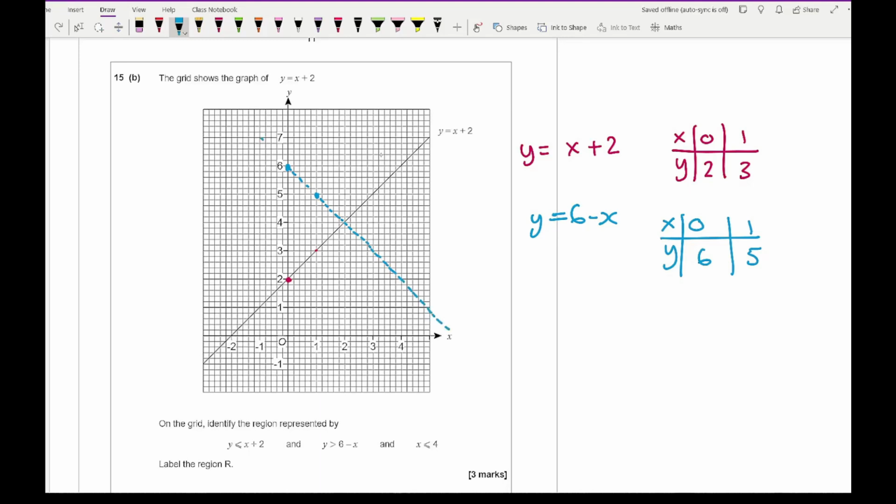Basically it should look something like that. Let me just label this as y equals 6 minus x, and I want above the line. And then the last one for me to draw is x is less than or equal to 4, and that's going to be a solid line that's going vertical through 4. So the region that I want, again this needs to be drawn with a ruler, is going to be this region here.